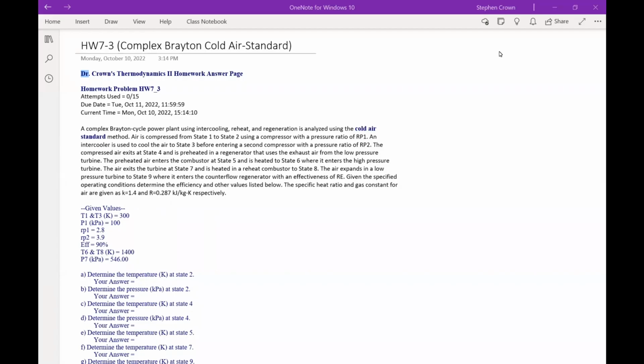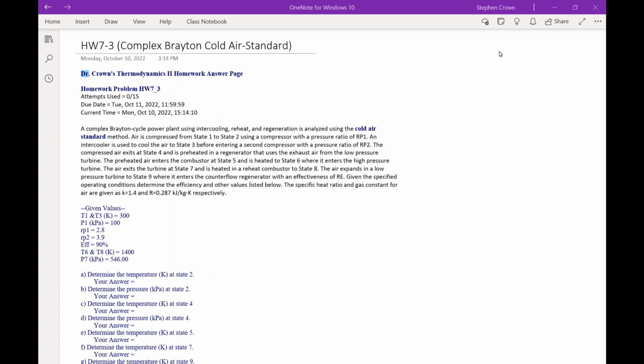In homework 7.3, we look at a complex Brayton cycle using the cold air standard method, but this time we're going to use a more complex system to model a gas turbine power plant. We're going to use something called compression with intercooling. So we'll have two stages of compression and we'll cool the air in between the two stages. And then we're going to have multiple stages of expansion in different turbines with reheat between them.